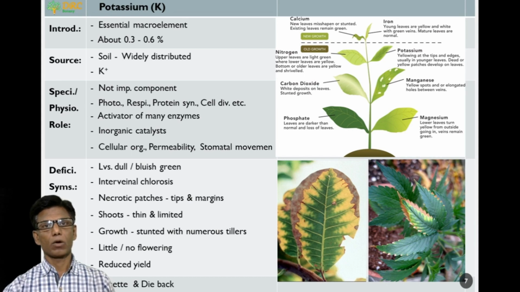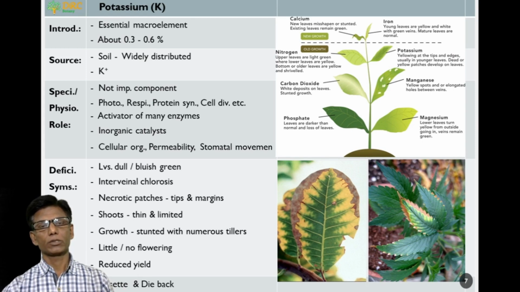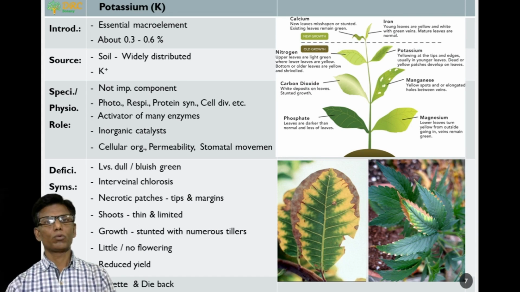In the plants, approximately the amount of potassium is about 0.3 to 0.6% only. The source of potassium is also soil, meaning this element is also absorbed from the soil solution. In the soil, it is widely distributed. Usually, the plants absorb this element in the form of potassium ions. Now, we will see the functions of potassium.